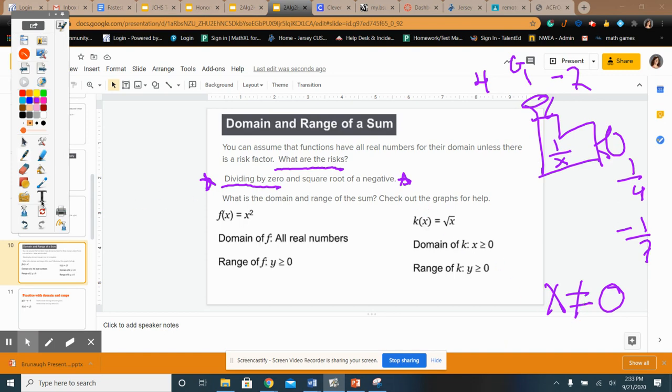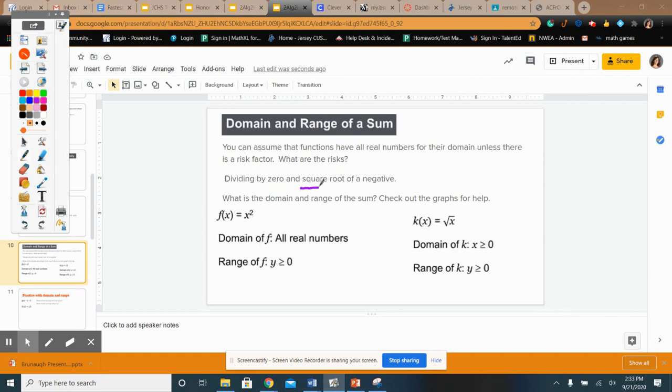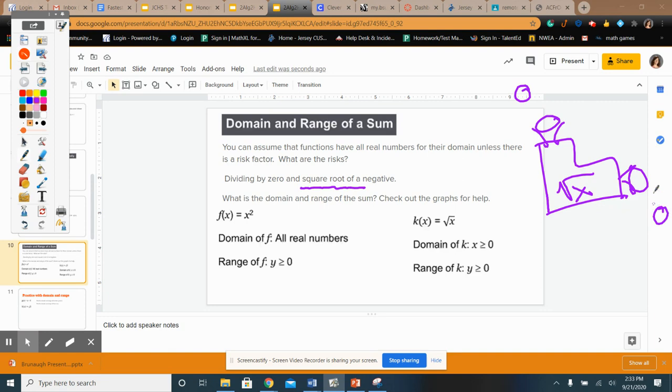And the other risk factor is square roots of a negative. If I have a square root of x machine, I can plug all positive numbers into this machine. I can also plug in 0 because the square root of 0 is 0. The square root of 2 is just the square root of 2, which is weird, but it's okay. You can take the square root of 4 and you would get 2. But when you plug in negative values, it breaks the machine. So we would say that x has to be greater than or equal to 0.